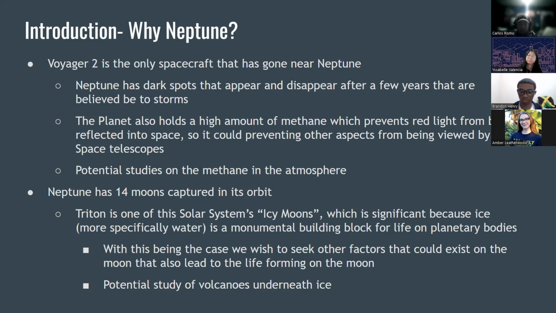It also has 14 moons in its orbit. One of those moons is Triton, and it's one of the icy moons of the solar system, which is important because ice is water, and water is hard to come by in the solar system. And so having it in that orbit would be nice for these potential studies that can be done.